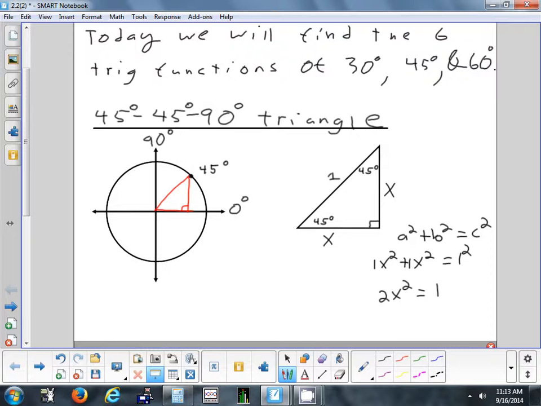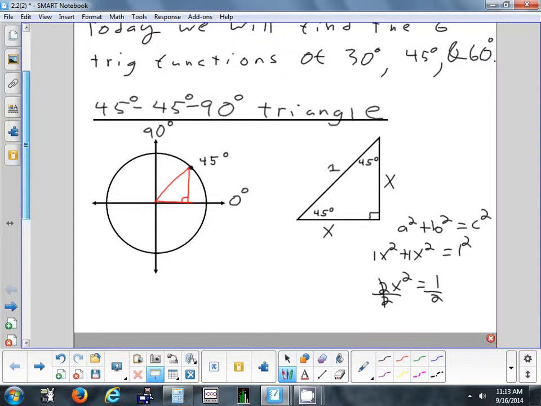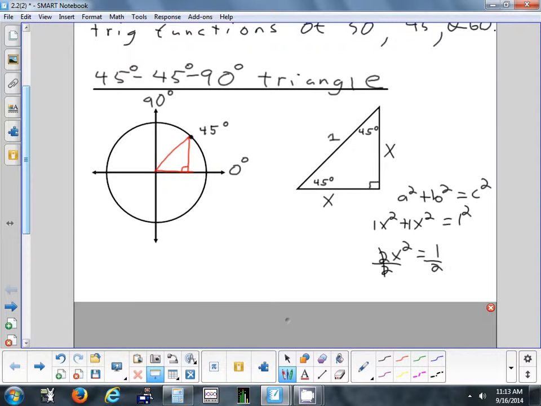Take a second, think, what do you have to do to get x by itself? What's preventing x from being alone? Oh, you can divide each side by 2. Yep, divide each side by 2. So now we have, let me just go up over here, x squared equals a half. So now we know what x squared is, but we want x.